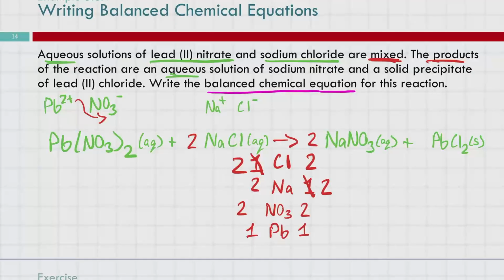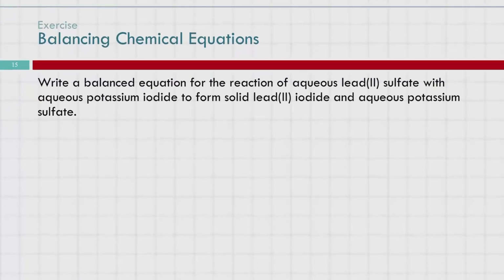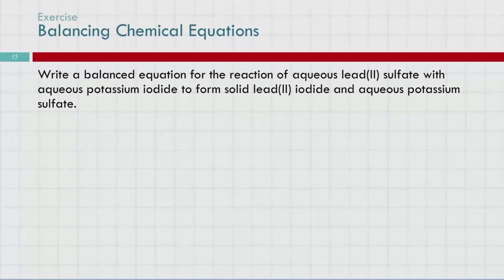Questions about that process? Cool. One for you to try. Write a balanced equation for the reaction of aqueous lead 2 sulfate with aqueous potassium iodide to form solid lead 2 iodide and aqueous potassium sulfate.